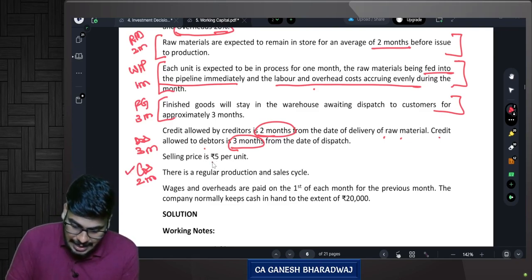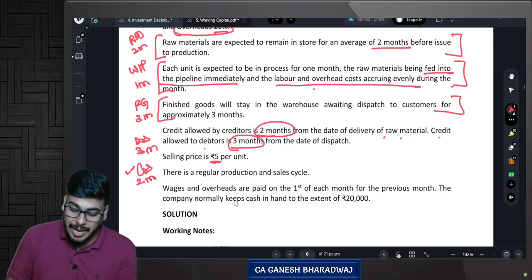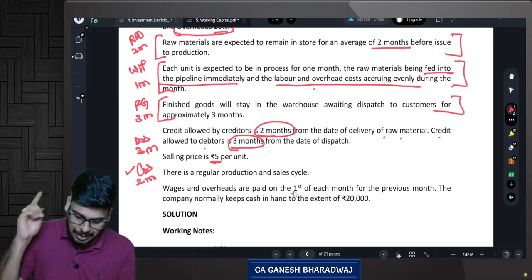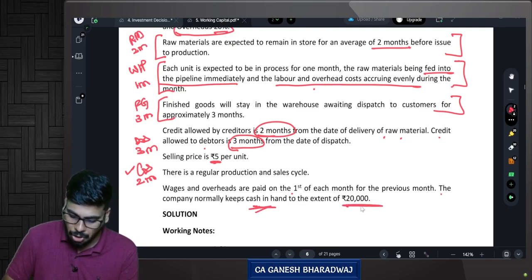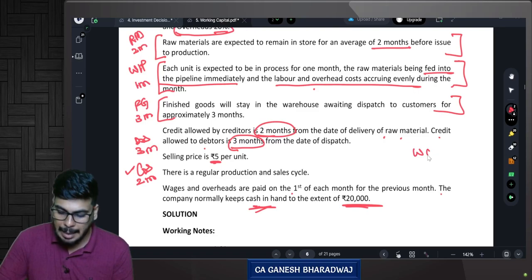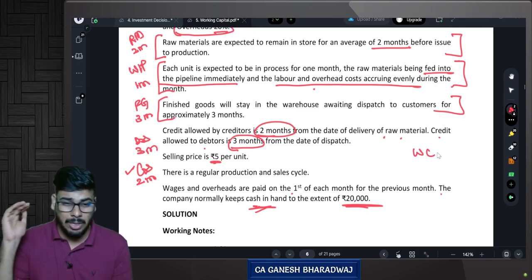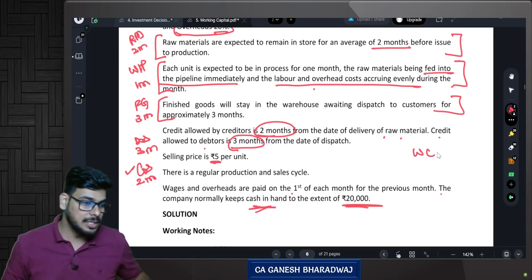Yes. Next. Selling price is 5 rupees per unit. There is a regular production and sales cycle. Wages and overheads are paid on the first of each month for the previous month. And the company normally needs cash in hand to the extent of 20,000. What we need to do is calculate the working capital requirement, right? So pause this video right now, read this question once, and then let us continue with the discussion further.